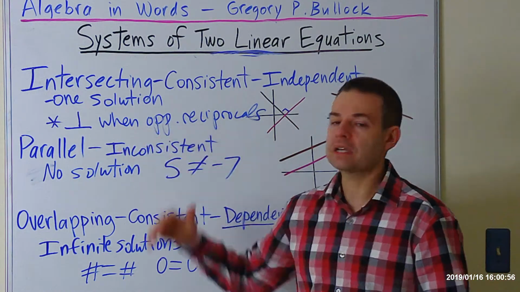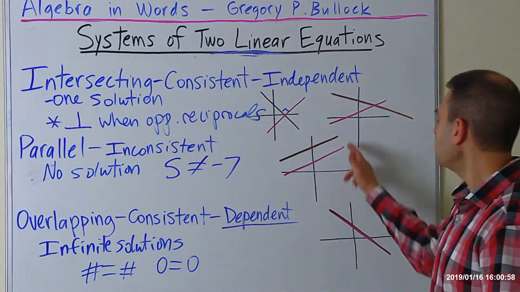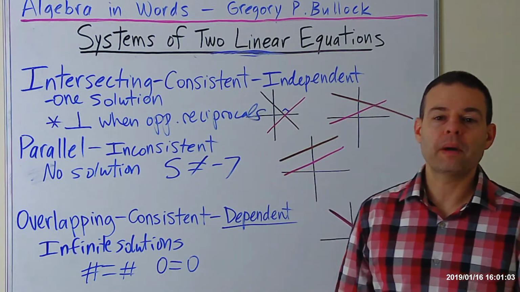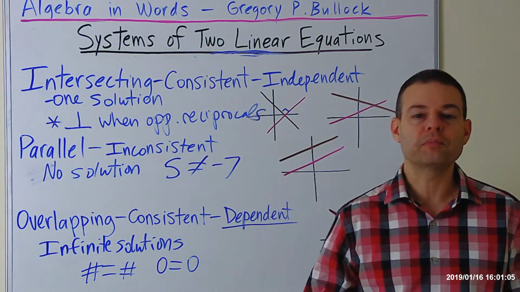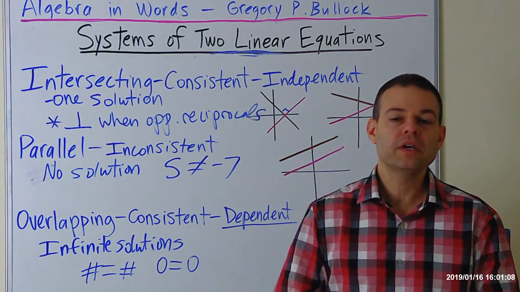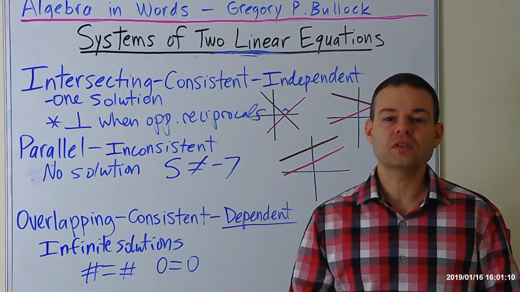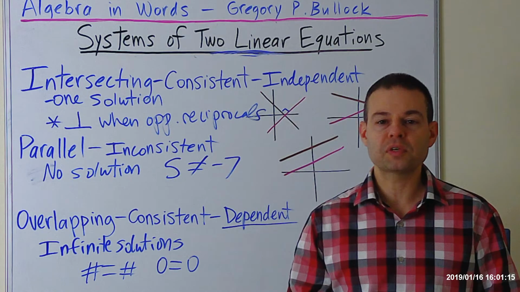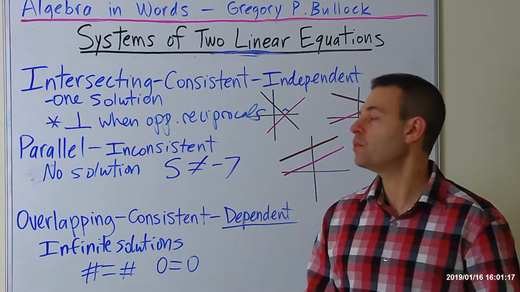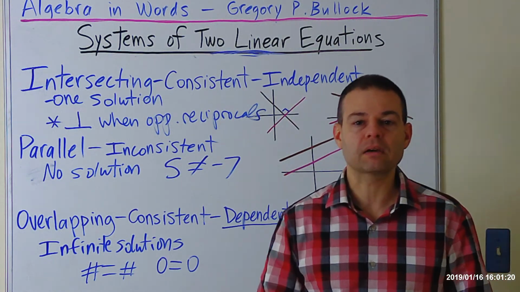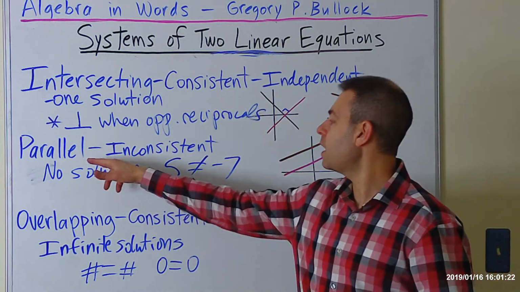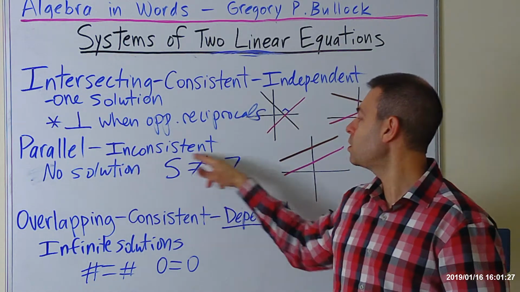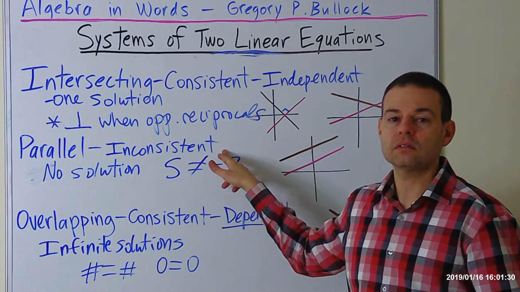The next possibility is that you have two lines, and if you look at the graph, they're parallel. One thing we know about parallel lines, which you probably know from previous videos, is that if you have both equations in slope-intercept form and you look just at their slopes and the slopes are identical, then that tells you that the lines are parallel. When you have a system of equations in which the lines are parallel, we call that type of system inconsistent.